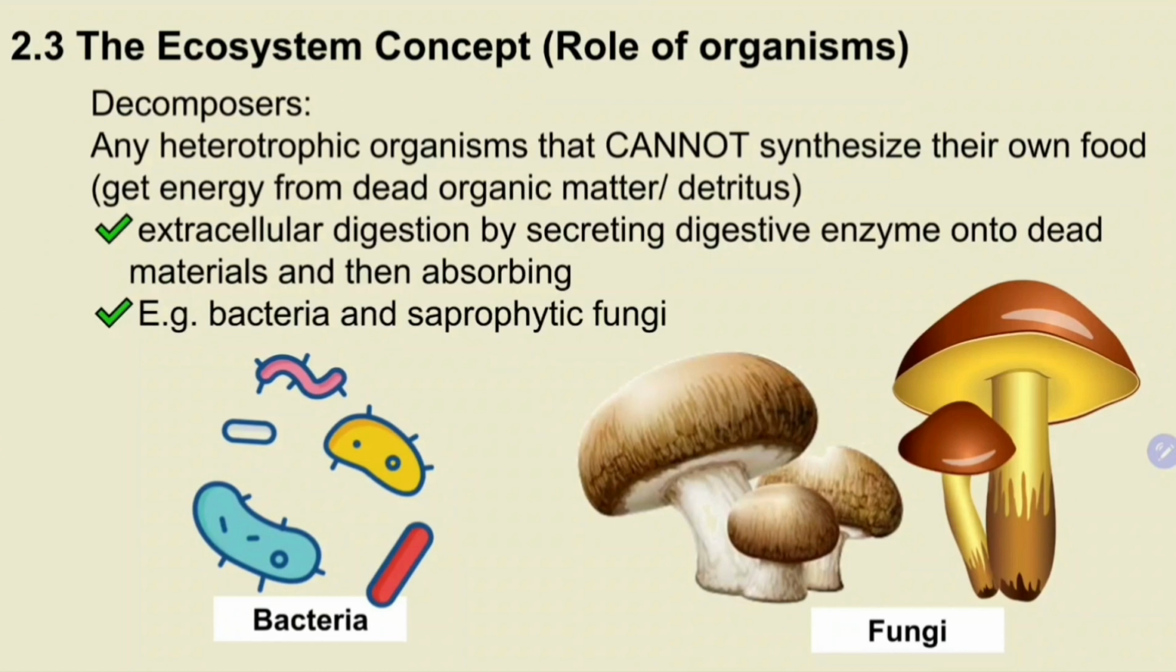Next is decomposer. Decomposer are heterotrophic organisms that also cannot produce their own food, but this group organism get energy from dead organic matter yang kita panggil sebagai detritus. Berbeza dengan consumer tadi, decomposer will get energy from dead organic matter or also known as detritus. So decomposer will secrete extracellular enzyme that will digest the dead material. After the material has been digested, barulah organism tu akan absorb the nutrient that they need. For example, bacteria or saprophytic fungi.